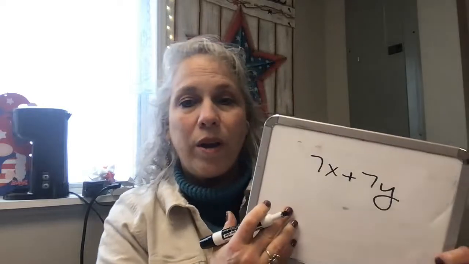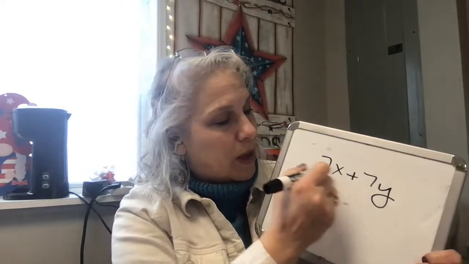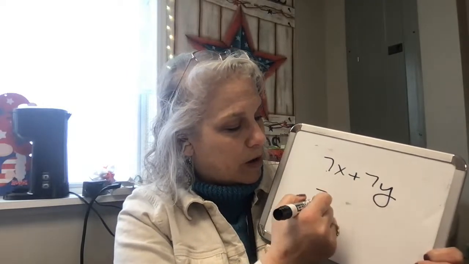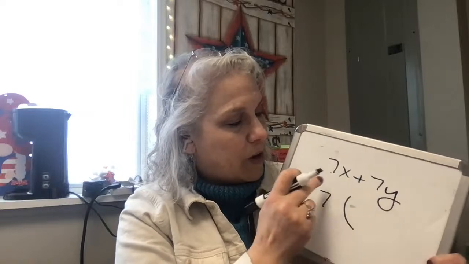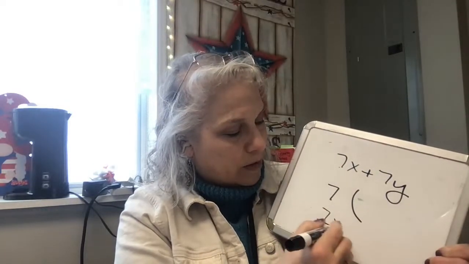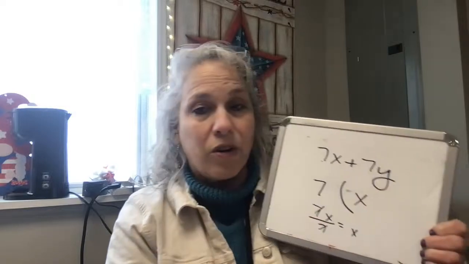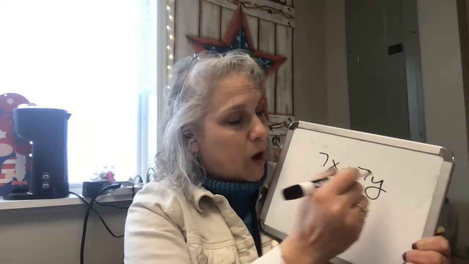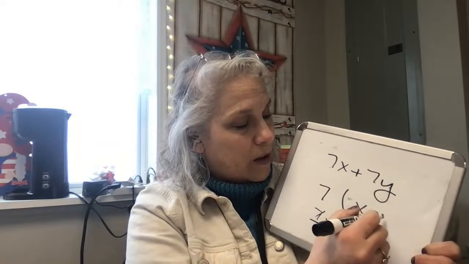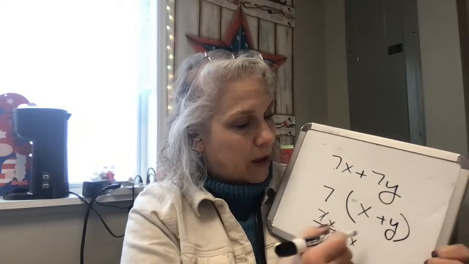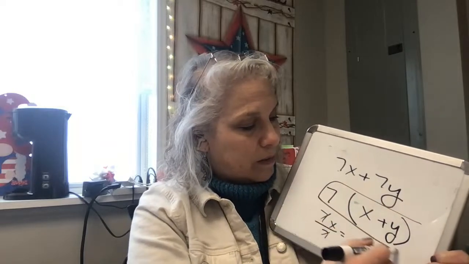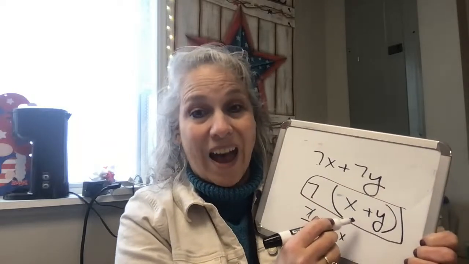We will try number 9. Number 9 is 7x plus 7y. What is common to both? They each have a 7, so I'm going to factor out the 7. 7x divided by 7 is equal to x. That's the first term. 7y divided by 7 is y. And that's the second term within that factor.